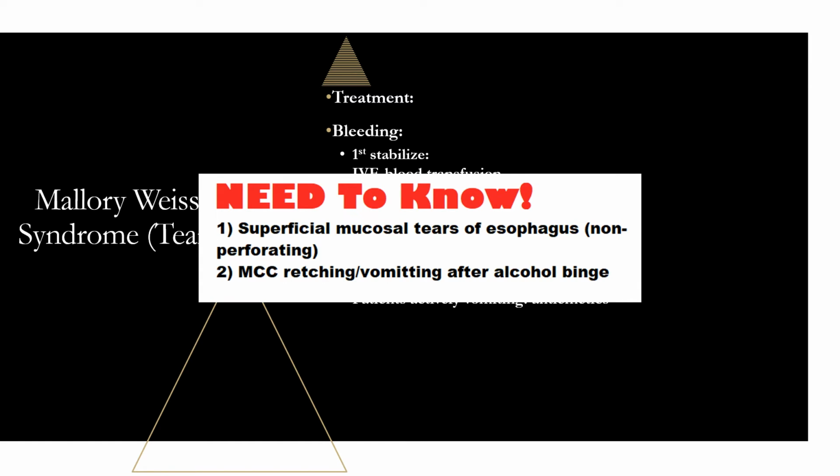So the two things that you really need to know for Mallory-Weiss syndrome is that it's a superficial mucosal tear of the esophagus. It's non-perforating. And then you also need to know, 100% need to know, that the most common cause is going to be retching and vomiting after an alcohol binge. That's really important for Mallory-Weiss syndrome, Mallory-Weiss tear.